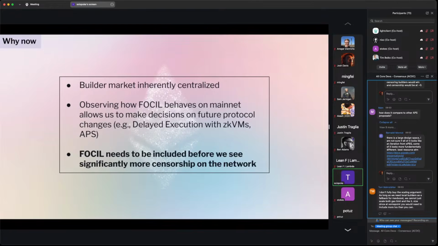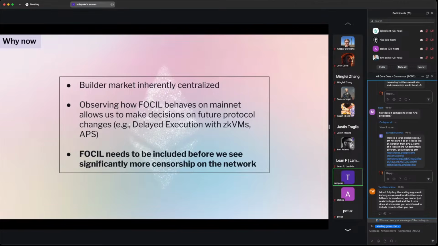So it's not looking like it's going in a super nice direction, to be honest. I think observing how Fossil behaves on mainnet is also important to allow us to make decisions on future protocol changes we might want to make. For example, this new idea of delayed execution with DKVMs, I forgot the link, but I will put it in, depends on the same view merge mechanism we use for Fossil. So it would be nice to see it live on mainnet, and that will inform us on how to deal with other proposals that are important for future upgrades.